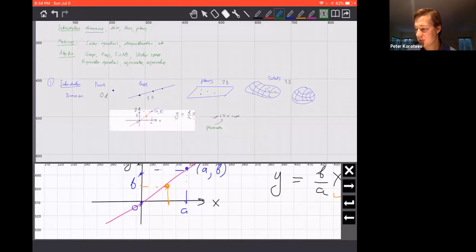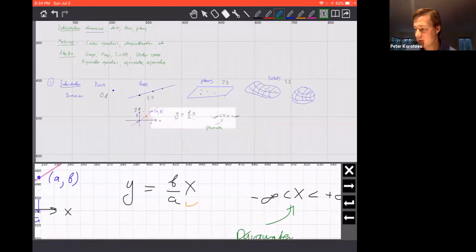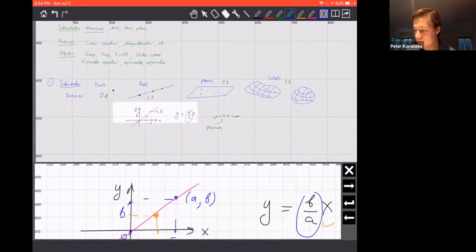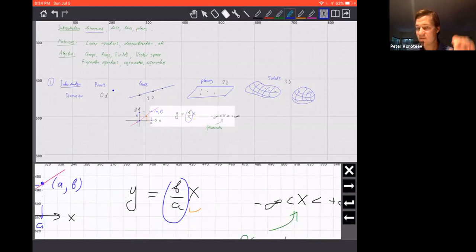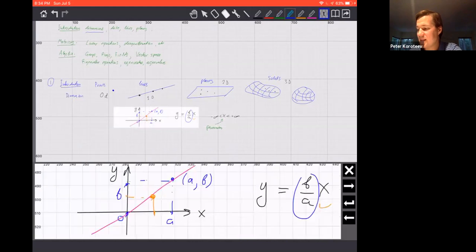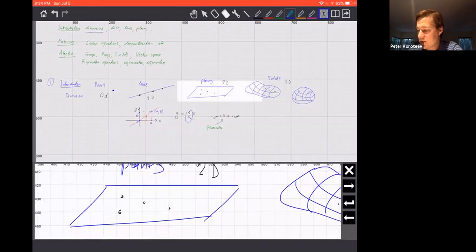There's one parameter that describes the position. It suffices, because this coefficient b over a is fixed. Therefore, in order to find any point on this line, it suffices to know just one value, x, and that uniquely fixes the location of the point. That's what happens with lines.